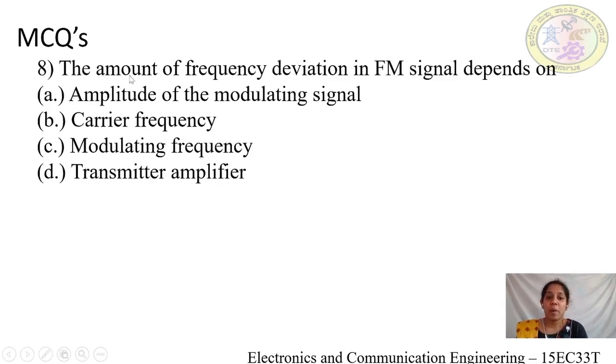Next, the amount of frequency deviation in FM signal depends on: option A, amplitude of the modulating signal; option B, carrier frequency; option C, modulating frequency; option D, transmitter amplifier. The amount of frequency deviation in FM signal depends on, yes, it depends on amplitude of the modulating signal. Option A is the correct answer.